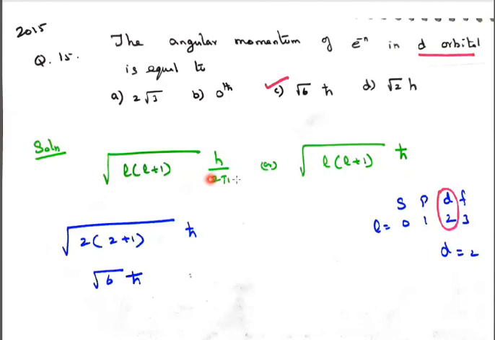Just see the d orbital, they said. Angular means angular momentum, I mean L. L value starts from 0, 1, 2, 3, 4. So s orbital is 0, p orbital is 1, d orbital is 2, f orbital is 3. Here the question is d orbital, so L is equal to 2. Substitute the L value here: 2 into 2 plus 1, h bar. 2 plus 1 is 3, 3 into 2 is 6. So root 6 h bar is the correct answer.